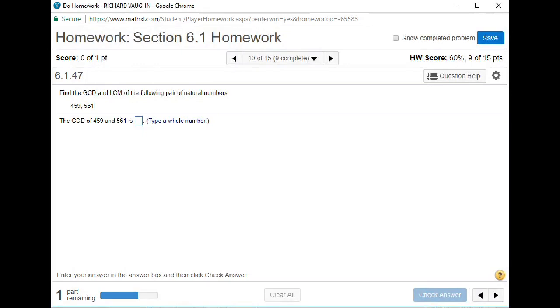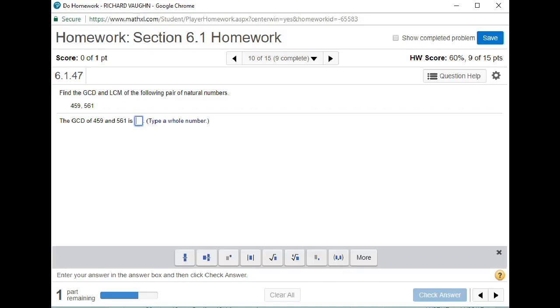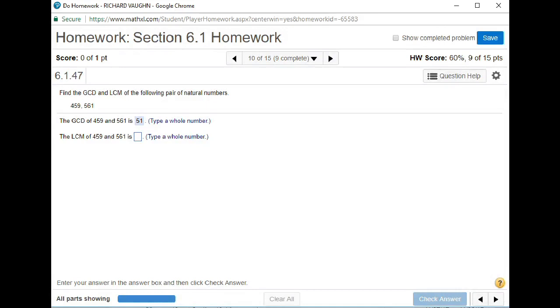All right, so 459 is 3 cubed times 17, 27 times 17. 561 is 3 times 11 times 17. So the common factors here are one common factor of 3 and a common factor of 17. So the greatest common divisor is going to be 51. That's 3 times 17. And the least common multiple is going to be 3 threes, an 11, and a 17. So that's 27 times 11 times 17 is 1683.